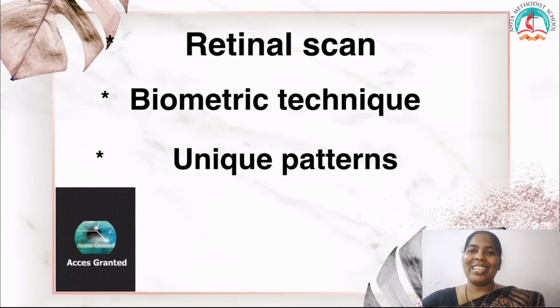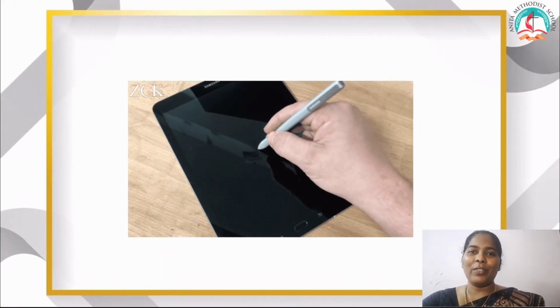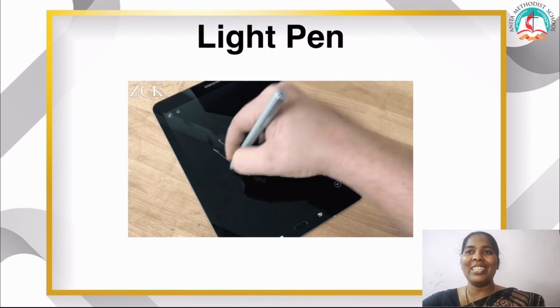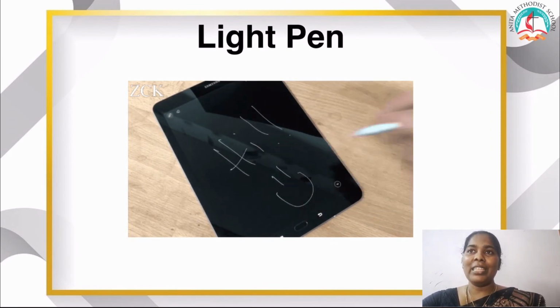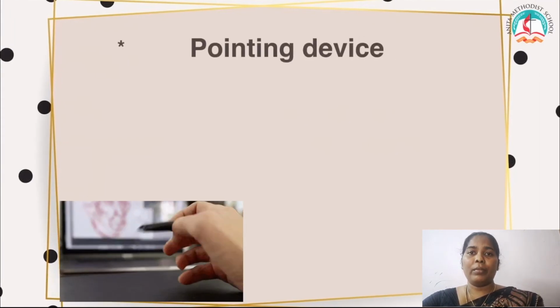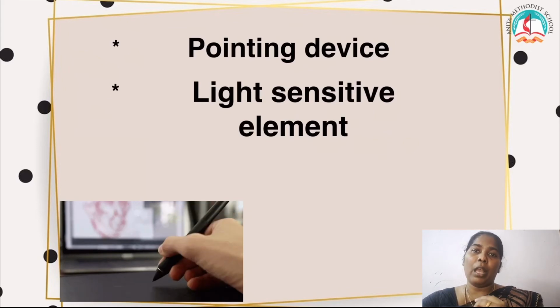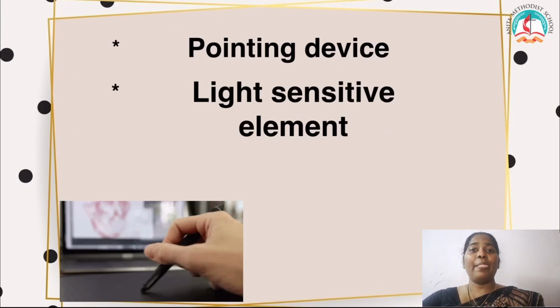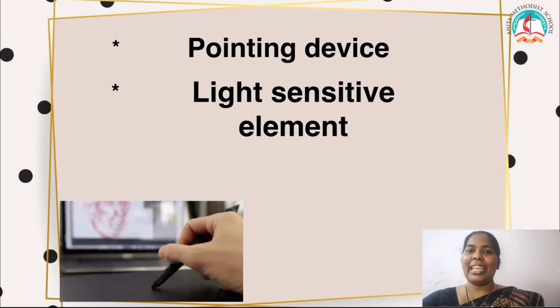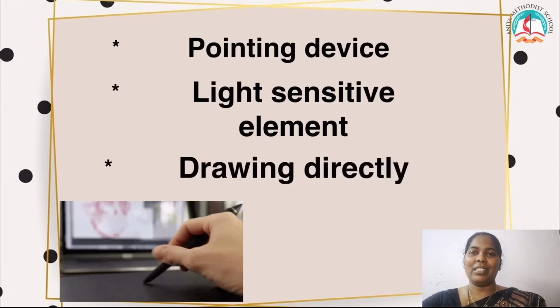The next one, it's a light pen. Yes, light pen is also one of the input devices. It's a pointing device, and also it's a light-sensitive element. So if the surface is smooth and I'm able to work on the surface, then I'll be able to move it. And also I can easily draw anything using a light pen on my computer. So light pen is one of the input devices.